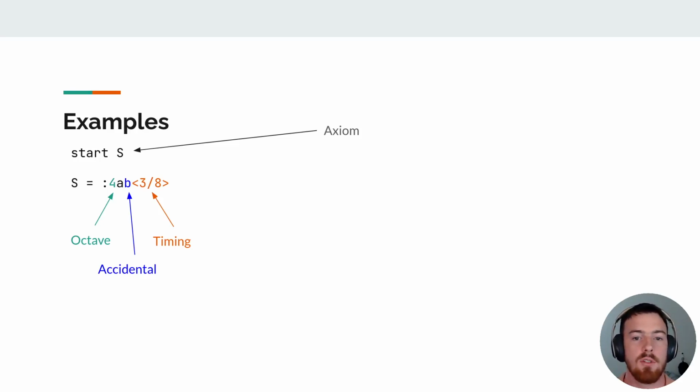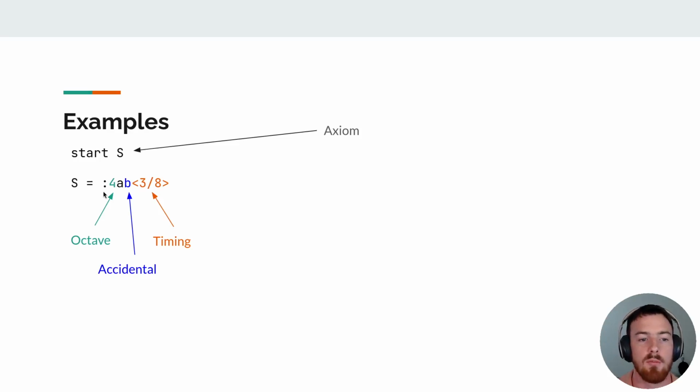So the first line, you just give the axiom, which is the starting symbol, and then it's followed by a number of production rules. Here we see one very simple example production rule where you're replacing the symbol S with a single terminal. In this case, I use terminals to represent musical notes and so forth. And in order to play musical notes, you need a few components. Like you need to know what the pitch is, what the volume is, how long to play it, stuff like that. So that's what these parts are.